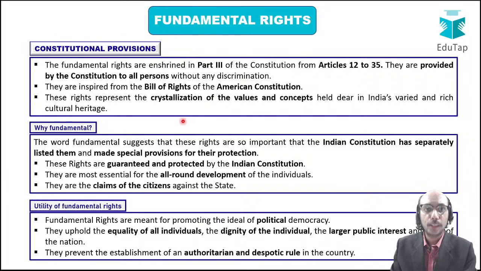All right. Why are they called fundamental? Why is it that they are called fundamental? Fundamental suggests that they are very important, right? We have separately listed them. We have made special provisions for their protection. Why? Because they are very important. Without these fundamental rights, we as citizens will not be able to truly enjoy our special privileges, right? They are guaranteed and protected by the Indian Constitution. They are important for all-round development of individuals, and are claims of the citizens against the state. So if you are a citizen, if I am a citizen, we can claim these fundamental rights against the state, in the sense that the state is obliged, is required, to ensure that we are able to enjoy our fundamental rights.